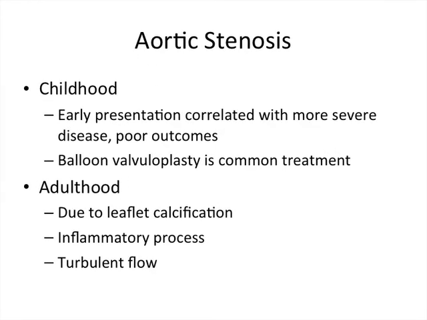As mentioned previously, aortic stenosis is a common complication of bicuspid aortic valve disease. Babies born with bicuspid aortic valve and aortic stenosis can survive, but are at risk for decompensation early in life. The early presentation of aortic stenosis is associated with more severe disease and poor outcomes. When aortic stenosis presents in an adult with bicuspid aortic valve, it is due to leaflet calcification.